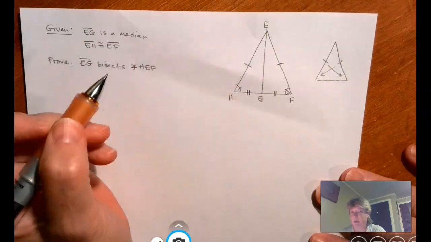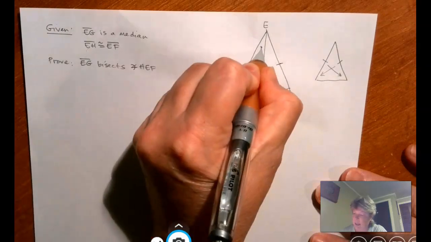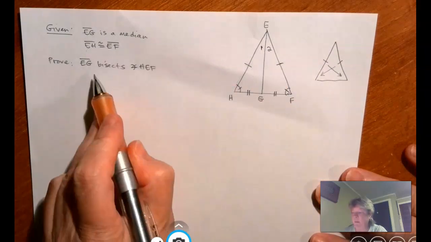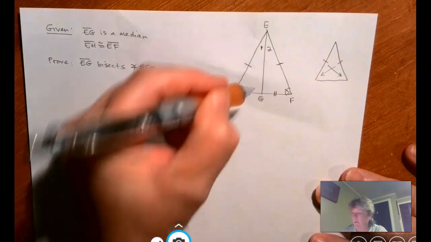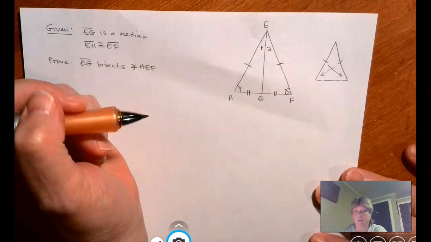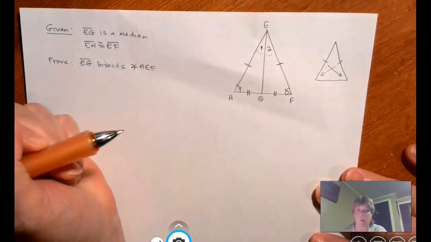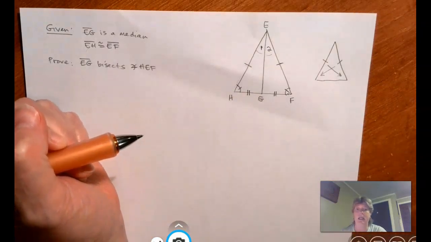And then what we'll be able to conclude from that is that this angle up here, we will call it angle 1 and angle 2, that angle 1 and angle 2 have to be congruent, which is going to help us right here. Because if we're trying to prove that EG bisects angle HEF, what I really need to prove first is that this angle and this angle, that angle 1 and angle 2, are congruent. And then I can go ahead and say that EG bisects angle HEF.